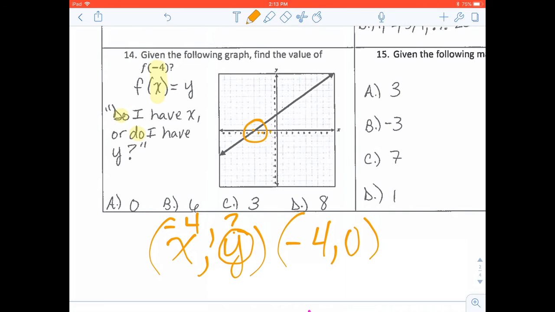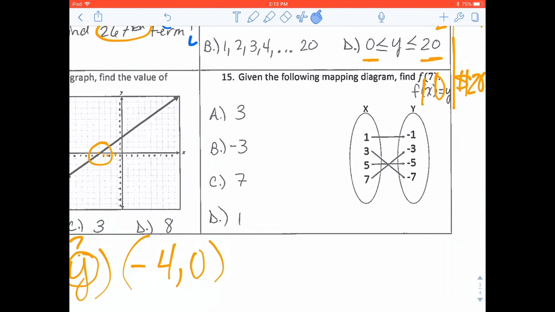And then 15, very similar to the one we just answered. Given f of -7, so I write down f of x equals y. I highlight what we have. They're saying if x equals -7, what does y equal? What's the missing counterpart? So when x equals -7, what is the missing y part? -3.